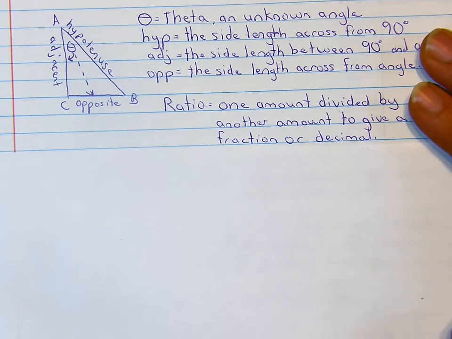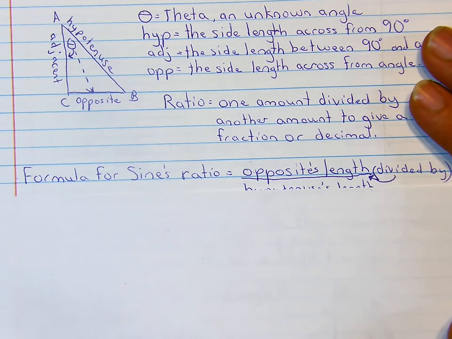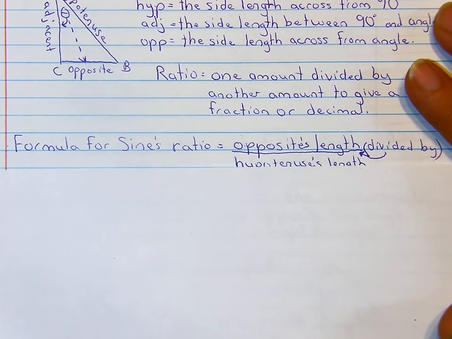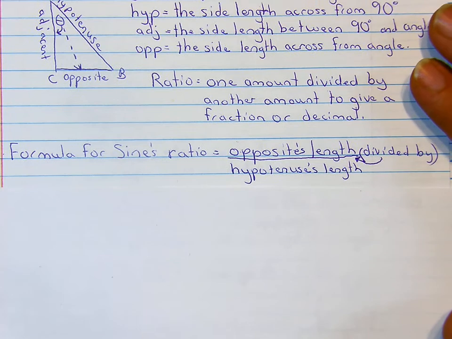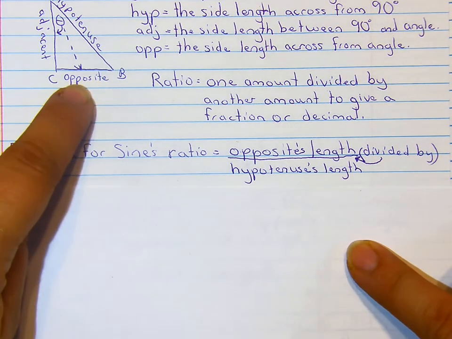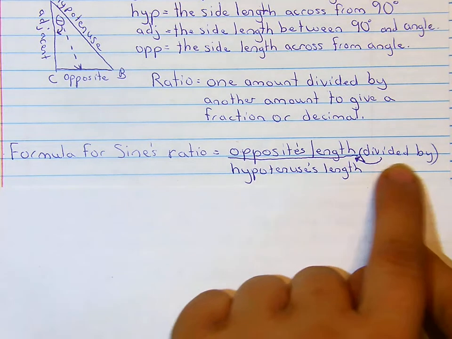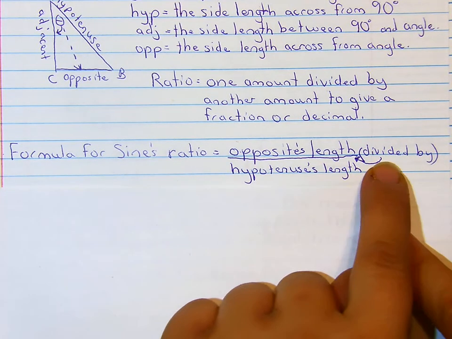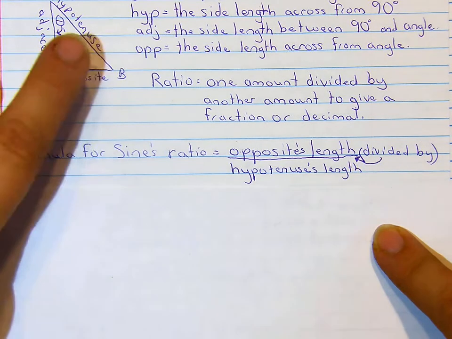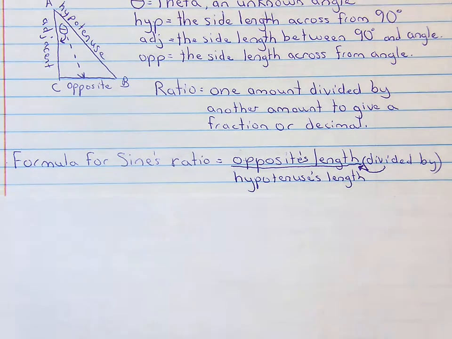So when it comes to sine and its ratio, its formula is going to be based on the length of the opposite side divided by, and that's all this line means, is divided by the hypotenuse. It is literally a division problem. That is the bulk of this.